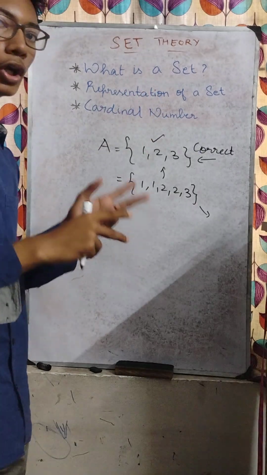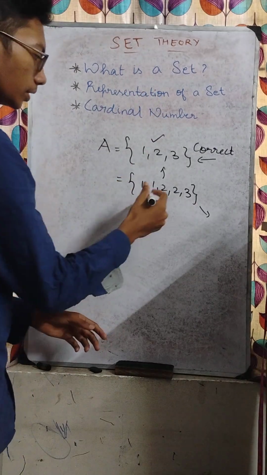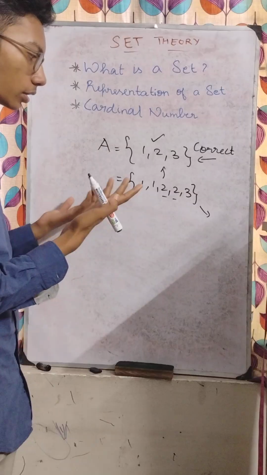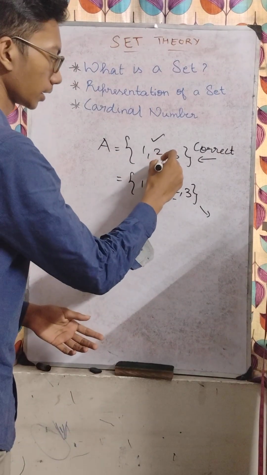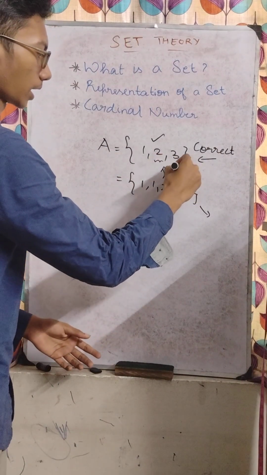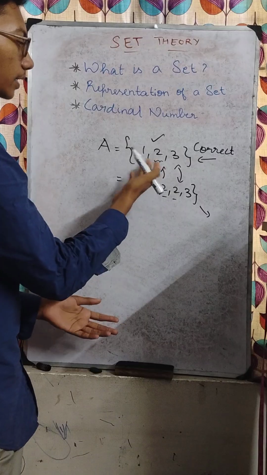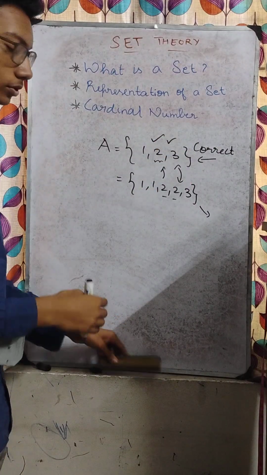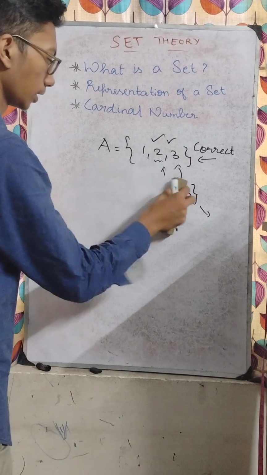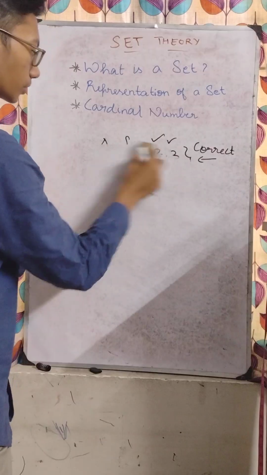So it cannot have duplicate data in it. If it has two 2's, that is not necessary. You can write it as 2, and these two are actually the same, so you can write it as the first form. So that's another thing about a set. It cannot have duplicate elements.